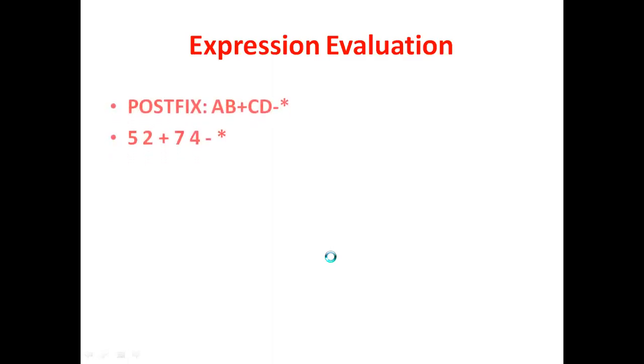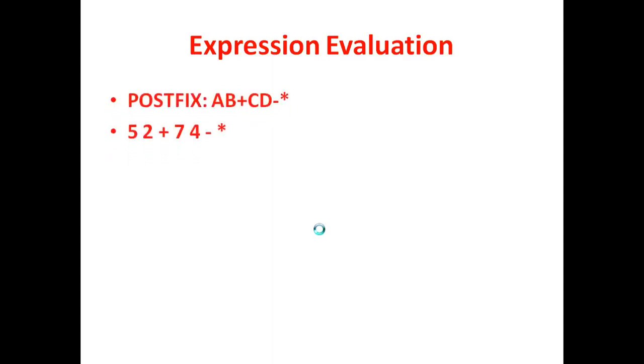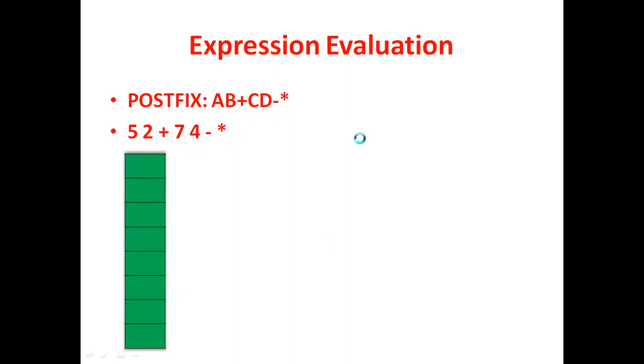So let us see. Our postfix expression is AB plus CD minus into. So our result should be 21. How to get 21? Here A value is 5, B value is 2, plus is the operator, C value is 7, D value is 4, and minus and into. Before that, we have to take one stack.